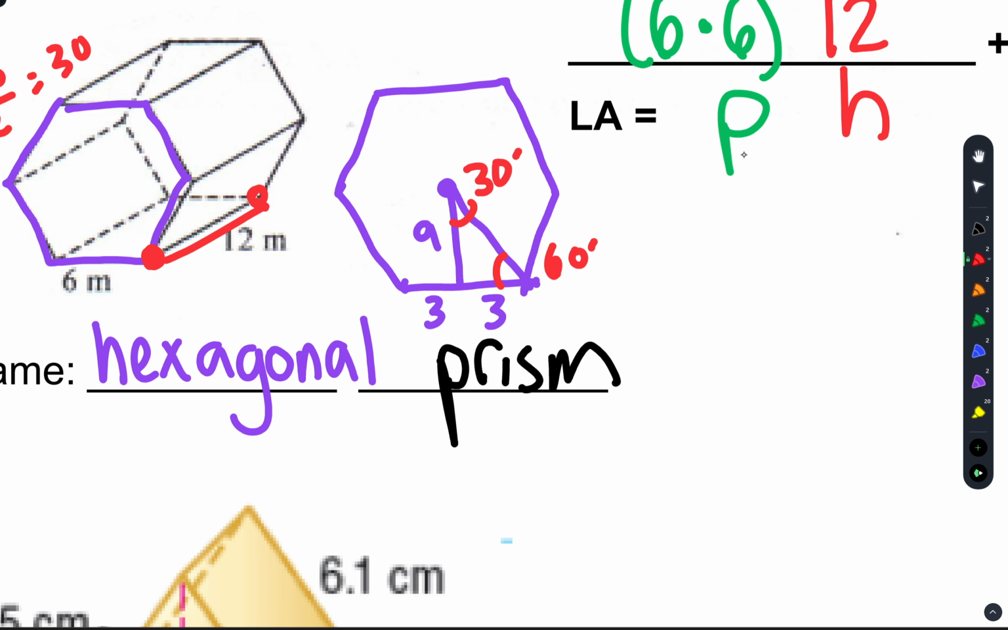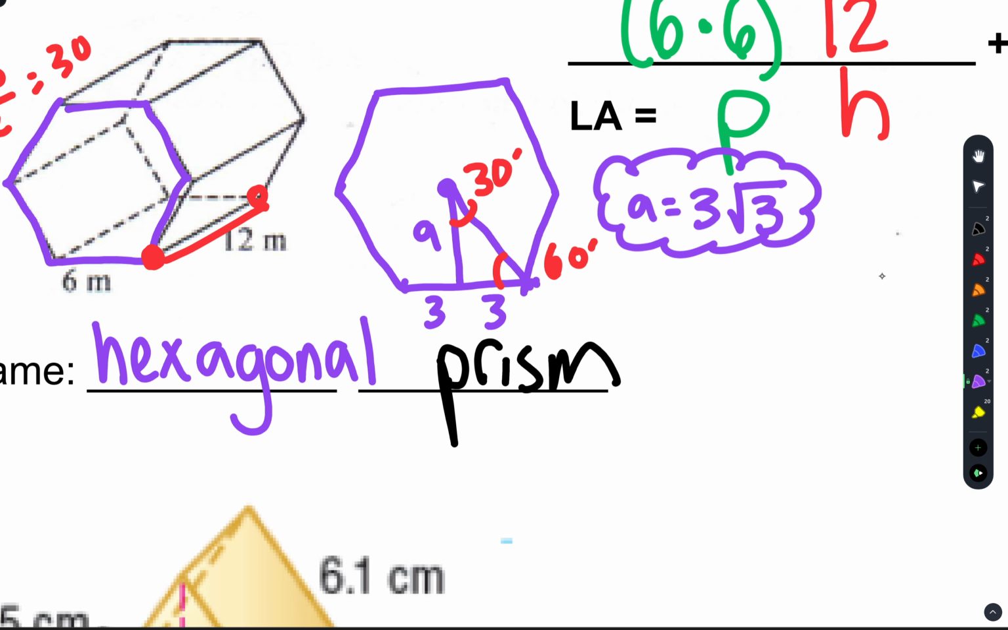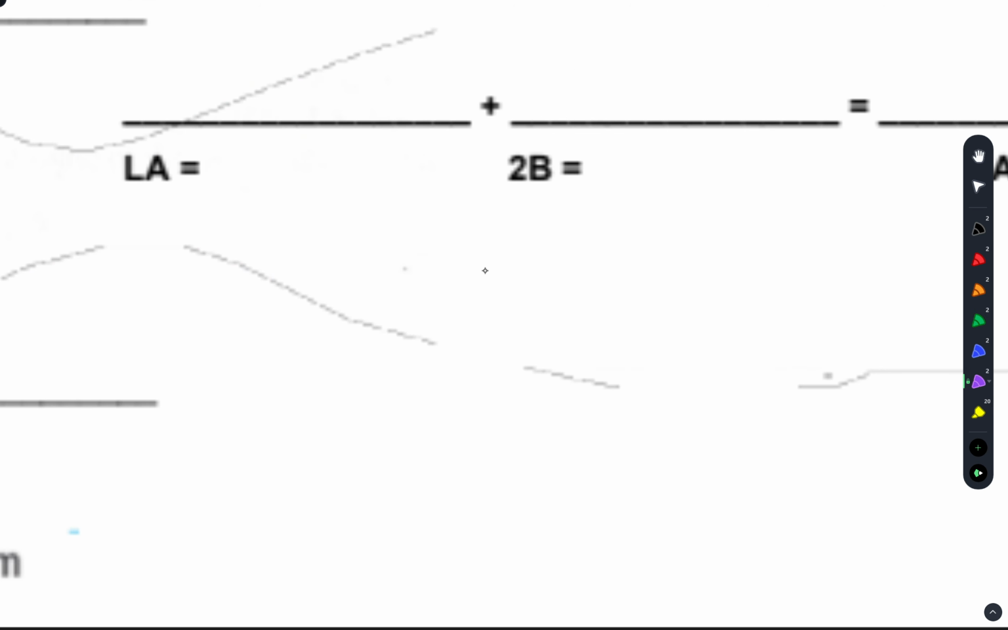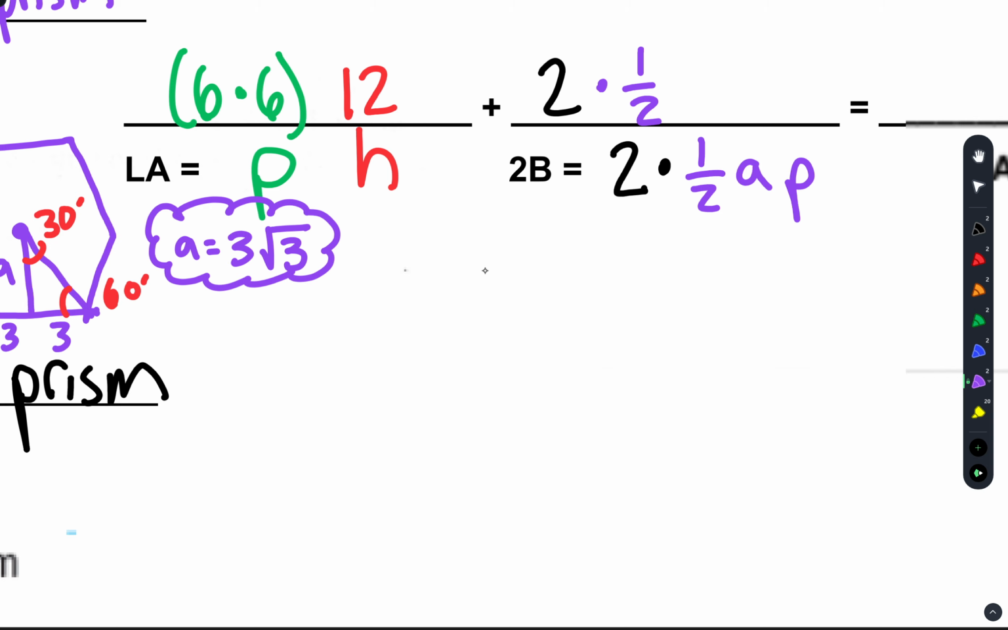Okay, go back to your 30, 60, 90 rules. I told you they're never going away. We've got our 30-degree side, which is 3. To get to the long leg from there, the apothem, we want 3 times radical 3. Go to my formula. So 2 times 1/2 times the apothem, 3 radical 3. The perimeter of this hexagon we've already found. It is 6 times 6 or 36.